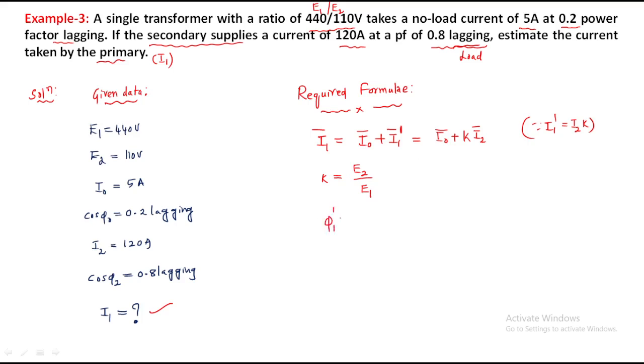After calculation of K, what is the secondary compensating power factor? Phi 1 dash equals phi 2. This is the phase angle of I1 dash, the compensating current, the load component of primary current. The flux of the load component of primary current equals the secondary flux, and these two nullify each other. So to calculate I1 we need K, then we need the power factor.